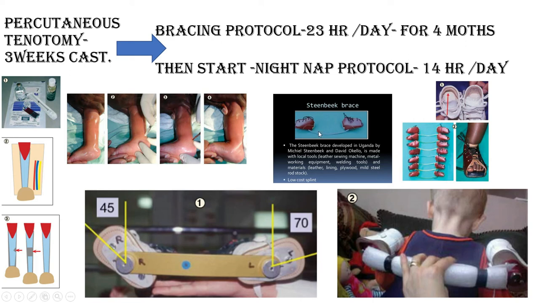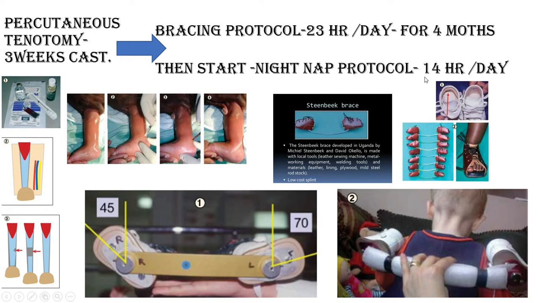You have to put this child in this brace, the foot abduction brace, for up to 3 to 4 months. Better, stay in continuous for 4 months. You have to keep it on this brace. Then the patient will come for follow up. Then we will start the night nap protocol. What do you mean by night nap protocol? It means we use this brace during the sleeping time. When the baby sleeps, you put this brace on during the sleep. This is called the night nap protocol, and that is at least 8 to 12 hours or 14 hours per day.